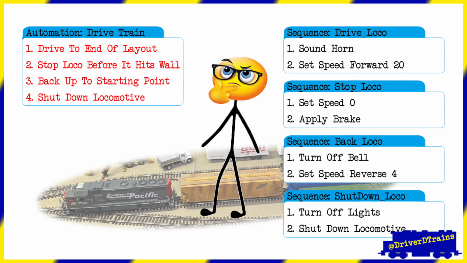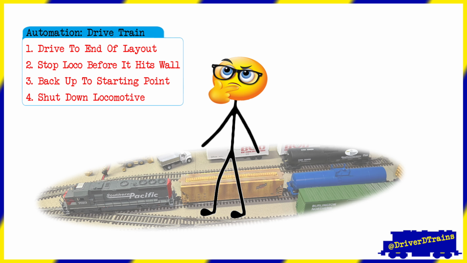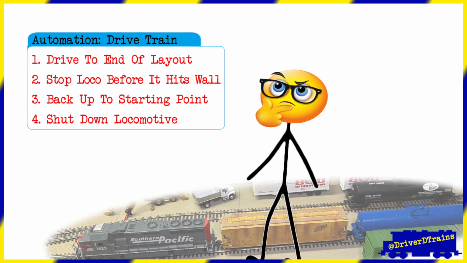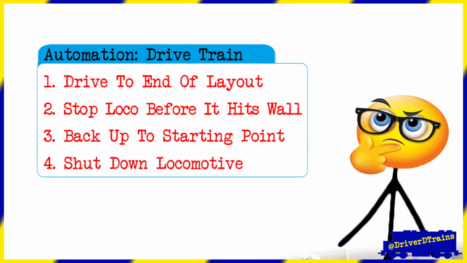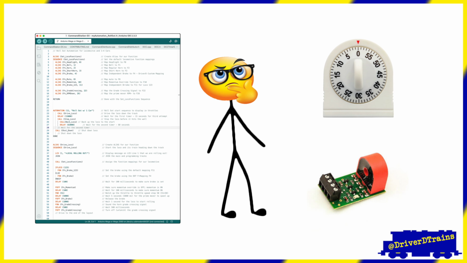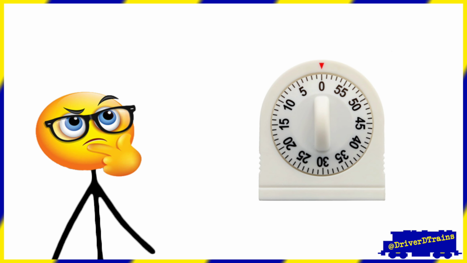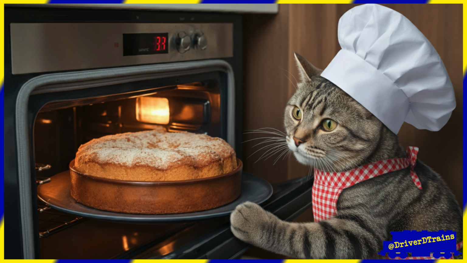If we spend a little time planning our automation in advance, it will make writing the script to perform the automation much easier. We will go into more detail about what each of these steps entails in the next part of this video, but looking at this list, it should be clear that one of the most important things we need to figure out is how to make sure that the locomotive stops before it hits the wall. There are several different ways that we can do this, but for this video, we will do it by using a timer, just as if we were baking a cake.